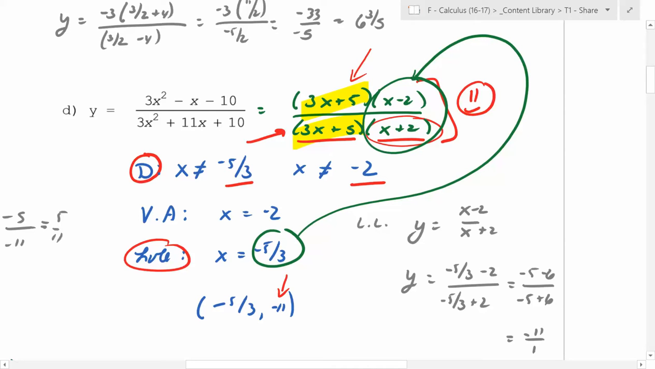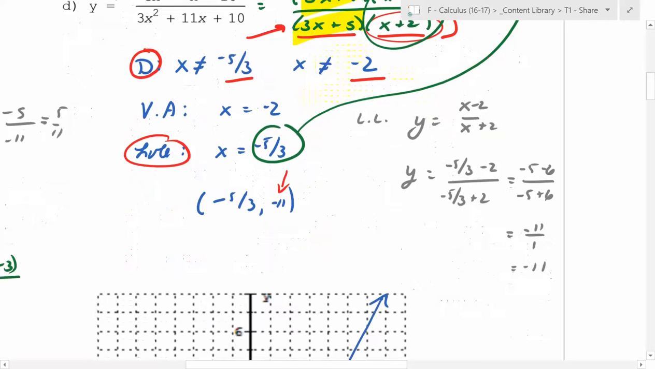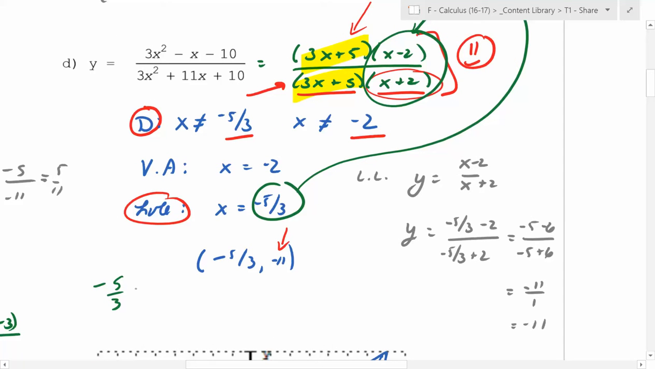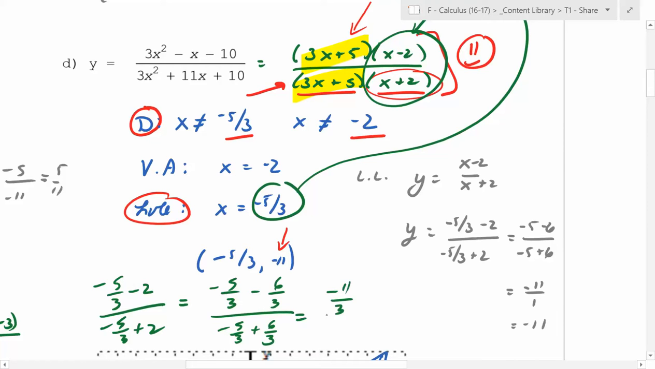You plug in -5/3 minus 2 over -5/3 plus 2, and that comes out to be -11 when you simplify it. You need to be able to work with fractions. So when you do that out, just -5/3, what is it? Is it -2 on top, over -5/3 plus 2? To add fractions, what do you need? Yeah, so you have -6/3 over -5/3 plus 6/3. So what do you end up with here? -11/3 over what? 1/3. So that's -11/3 times 3/1, which is -11.